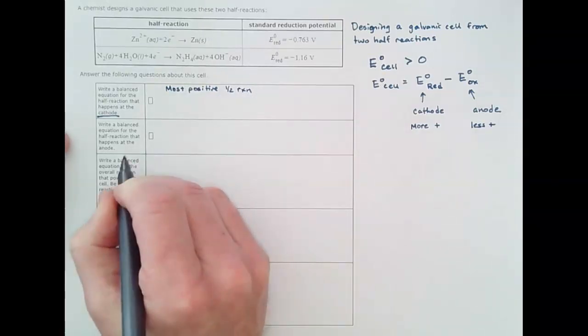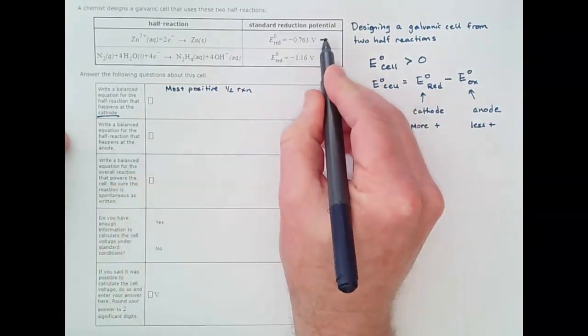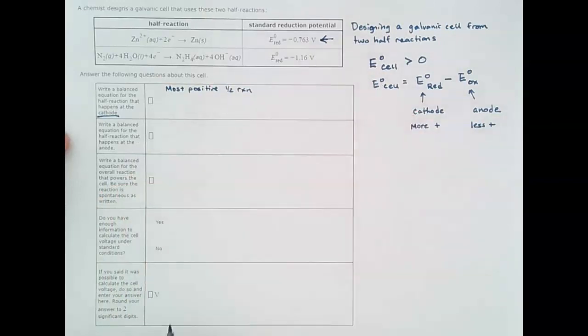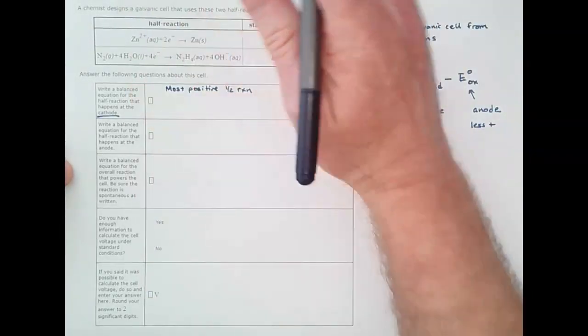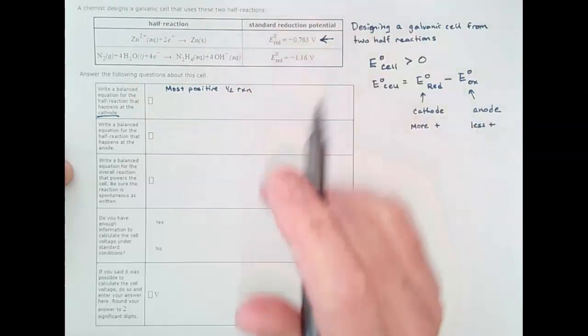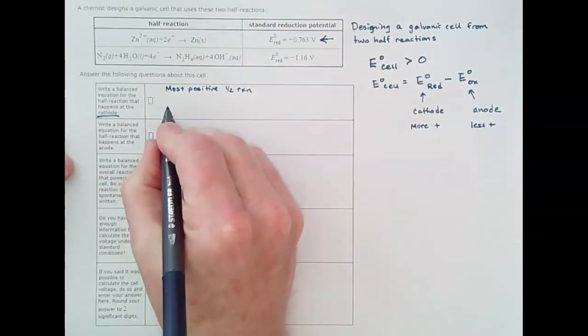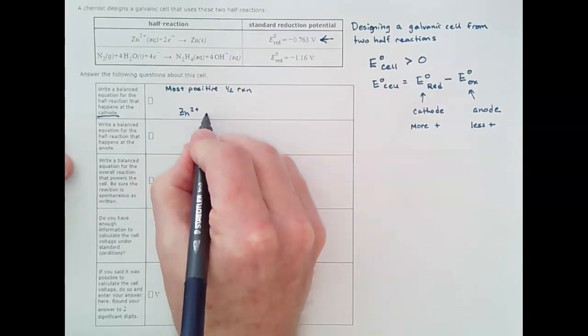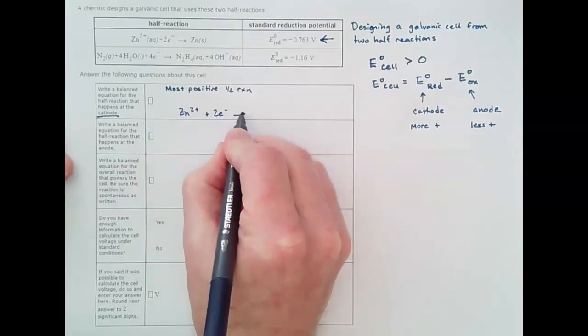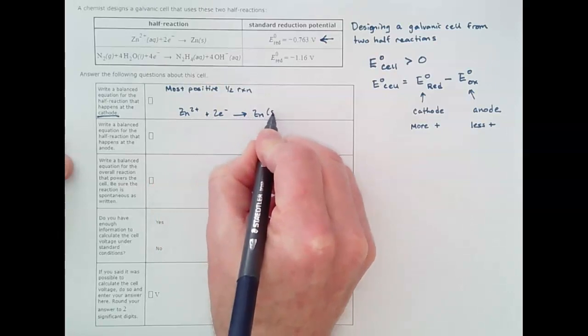So in this case, the most positive one is actually this one for zinc. Even though it's negative 0.763, that is more positive than negative 1.16. So the half reaction at the cathode is going to be Zn2+ plus 2 electrons going to Zn solid.